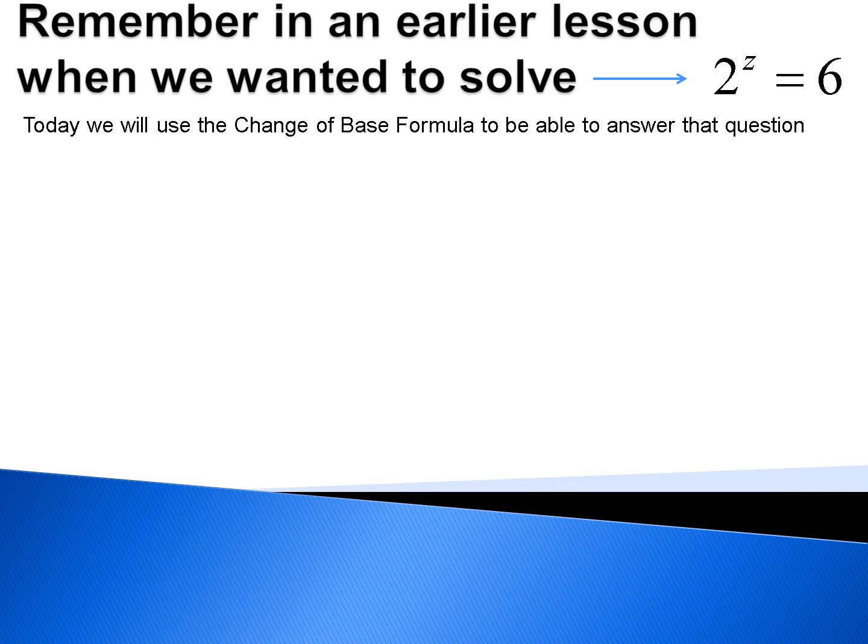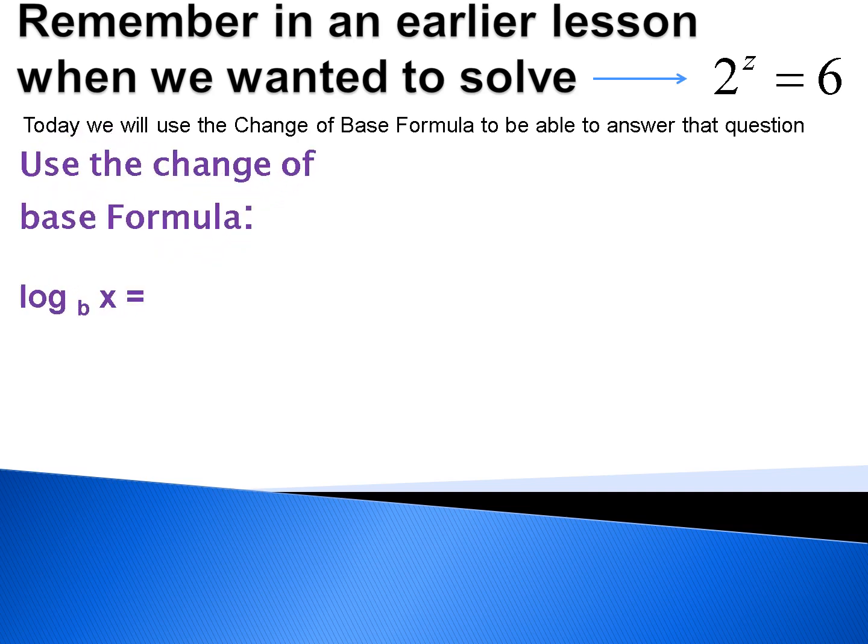So let's look at the change of base formula. So if we have log base b of x, the change of base formula says we are going to take the log of x and divide it by the log of b. So again, what you're going to be doing is taking log of the argument divided by log of the base. And when we do this, these logs are now base 10 logs.